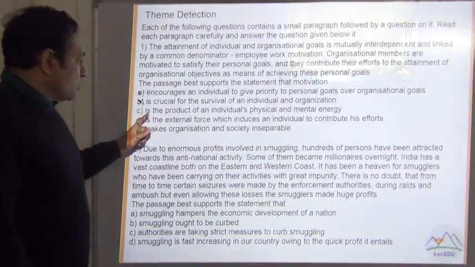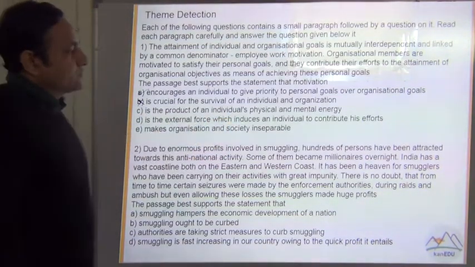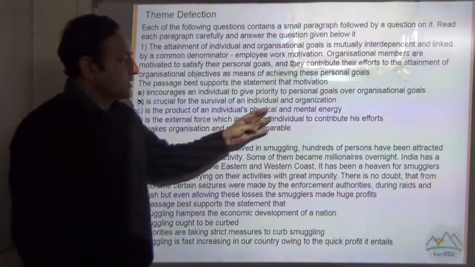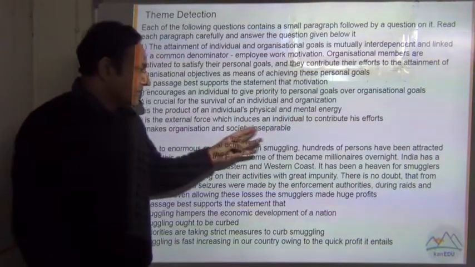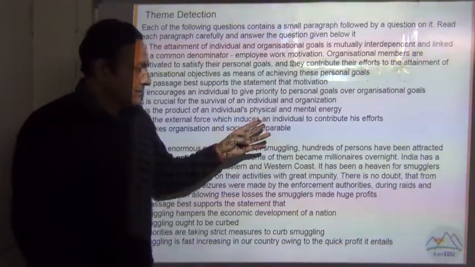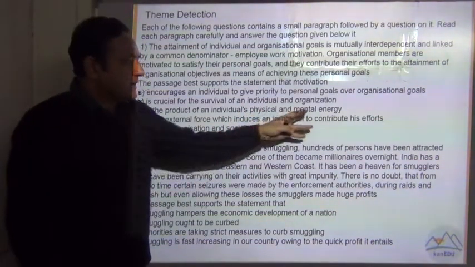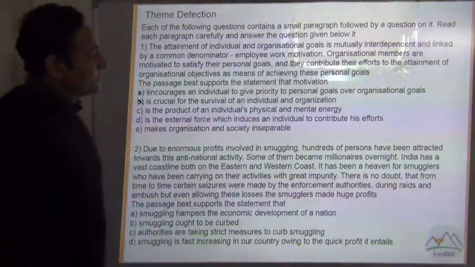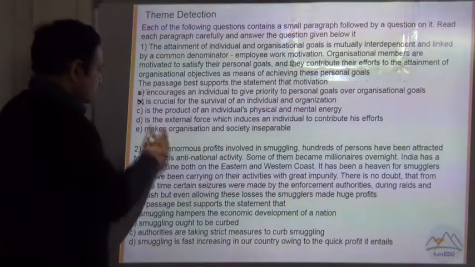C. Motivation is the product of an individual's physical and mental energy. This statement does not talk about physical or mental energy. So we don't know what factors are there in the motivation. Physical and mental energy is, of course, not part of the discussion in this paragraph. So this is also not true.